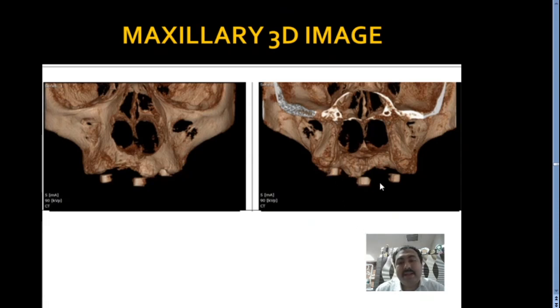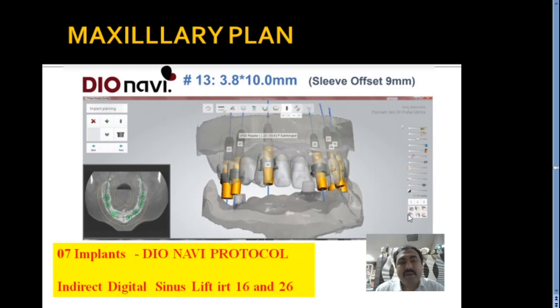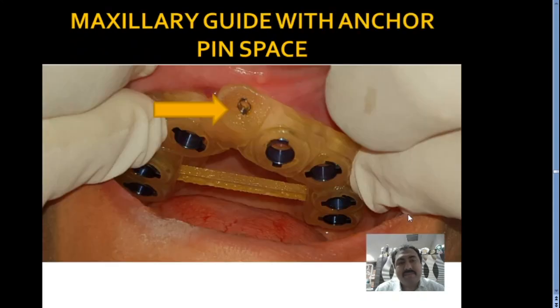You can see all the zirconia inserts in place. The planning that came back to us was to place 7 implants in the maxilla. 5 would be digital DioNavi implants, and 2 would be assisted by indirect digital sinus lifts, especially in the region of 1.6 and 2.6. But I will not be discussing this. Indirect digital sinus lifts is another webinar in itself.